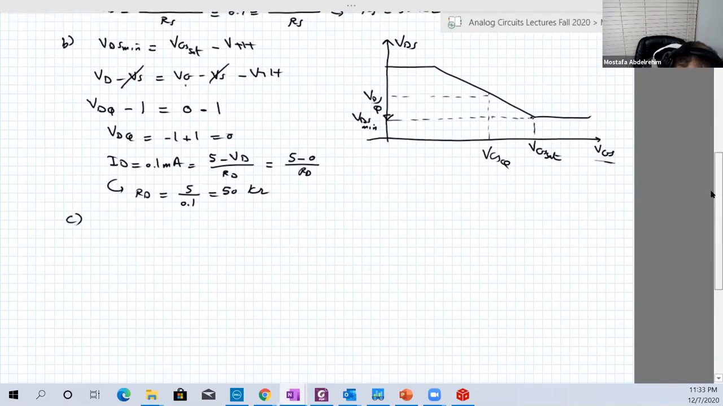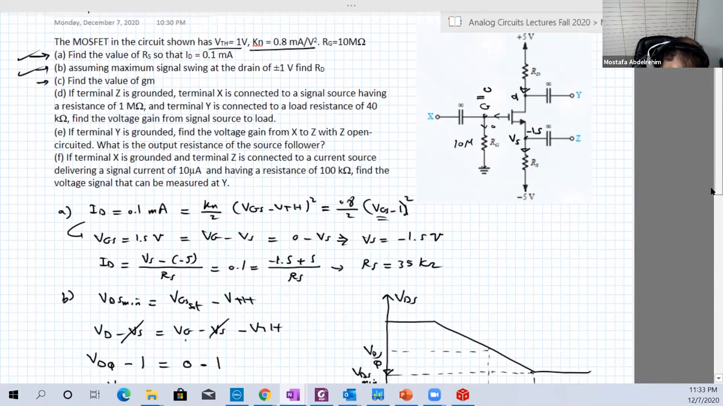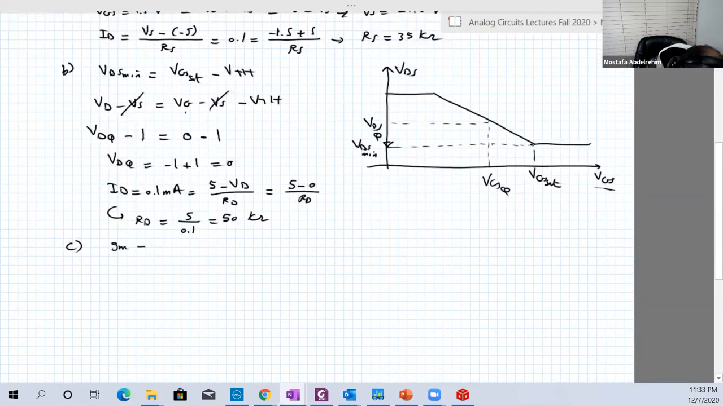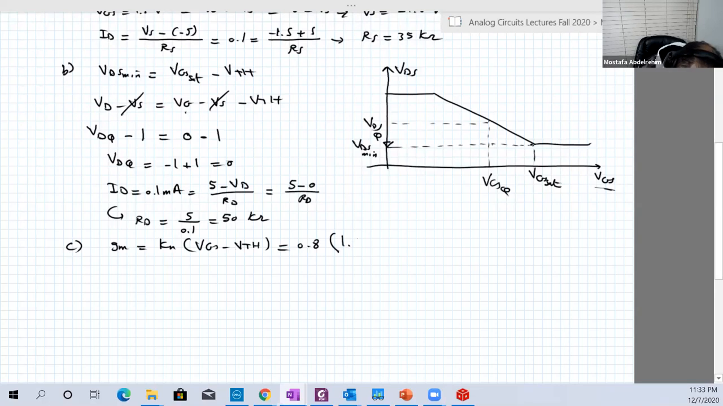Okay, number C. Find the value of GM. That's an easy one. GM is equal to Kn times (VGS minus V threshold). Everything is known here. Kn is 0.8 milli. VGS is 1.5 and V threshold is 1. So 0.8 multiplied by 0.5, it's actually 0.4 milli ohm minus 1. That's good.